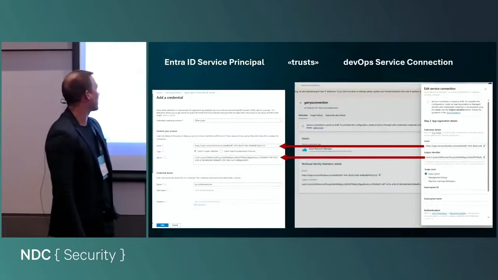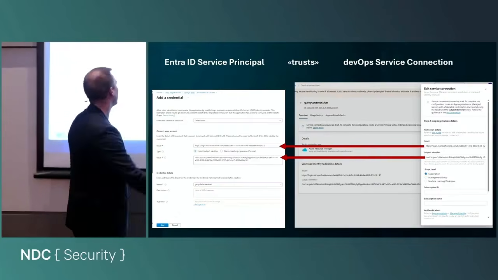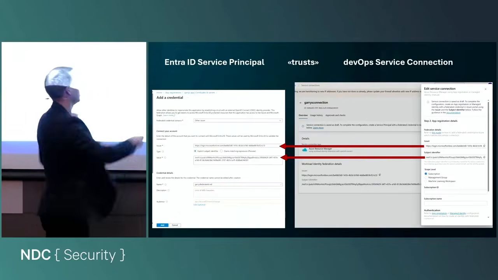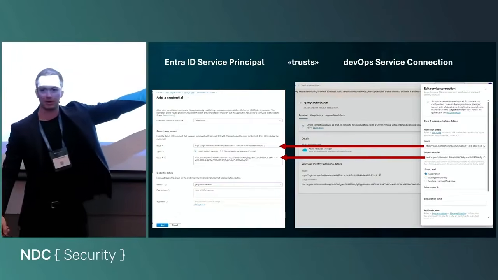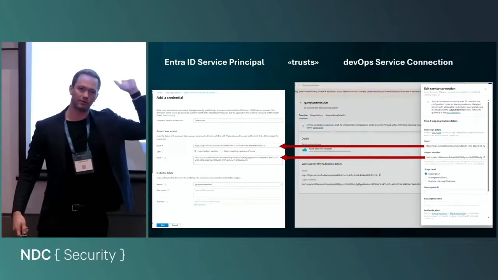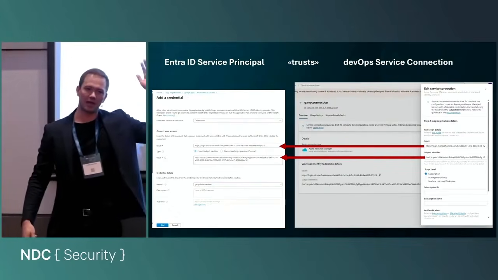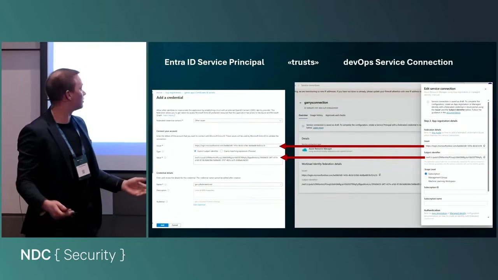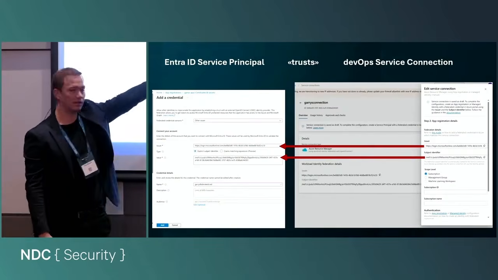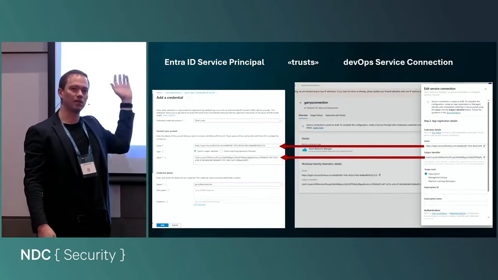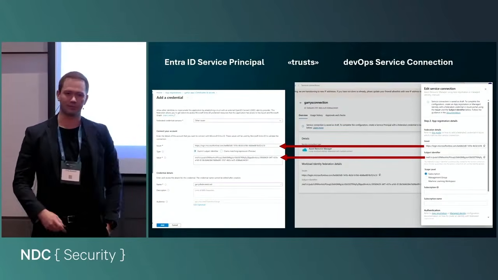So how does that work? Well, when you create a service connection, you get these two fields, a subject identifier and an issuer. You plug those into the federated credential on a service principal, and that establishes a trust between that service principal and that DevOps service connection to allow it to take over the service principal's permissions.